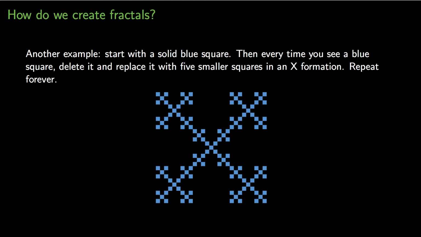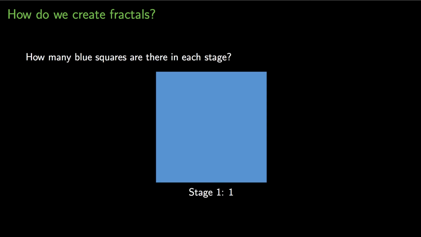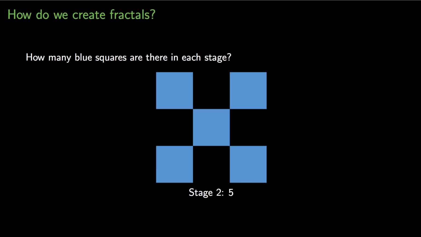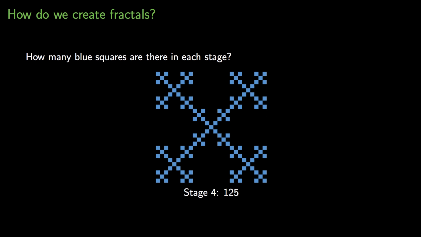If I did it again, I have to take all 125 blue squares and replace them with 5 squares. And that's what I get. And then it keeps going and going and going. And so I was trying to walk through the math of how many blue squares there were in each stage. There's 1. 1 times 5 is 5. 5 times 5 is 25. 25 times 5 is 125. And 125 times 5 is 625.